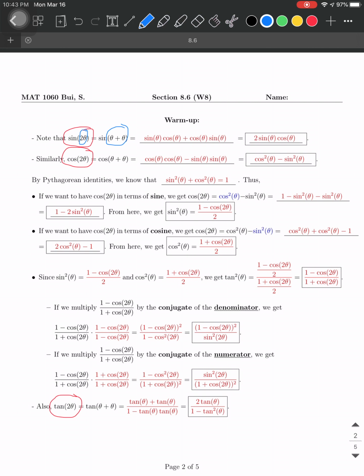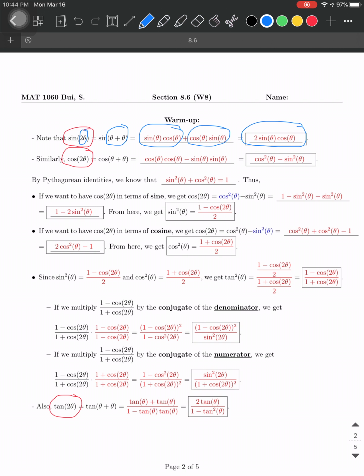At the end, sine times cos is the same thing as cos times sine because for multiplication the order doesn't matter. So then we can combine the like terms and we have 2 sine theta cosine theta. Okay, so this is the first formula that I want you to remember.